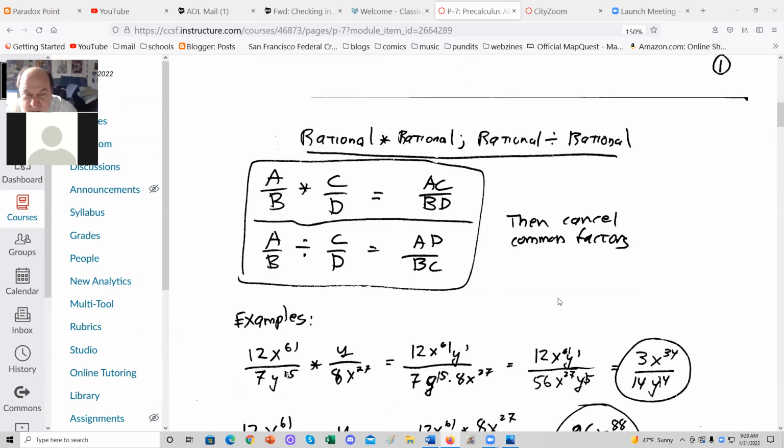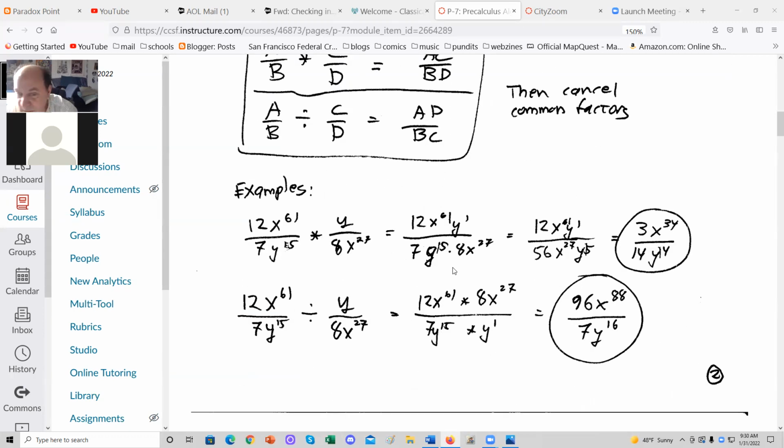Now you can multiply ratios and divide them. a over b times c over d, you multiply across, ac over bd, and then cancel common factors. You can divide ratios by basically flipping the second ratio upside down and then multiplying across. a over b divided by c over d is the same thing as a over b times d over c, and multiplying across, you get ad over bc, and then cancel common factors.